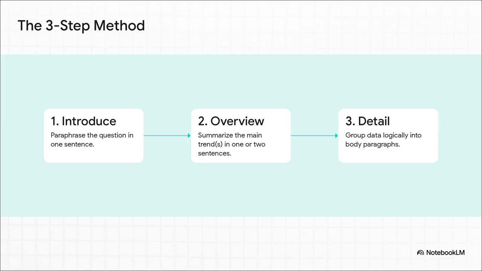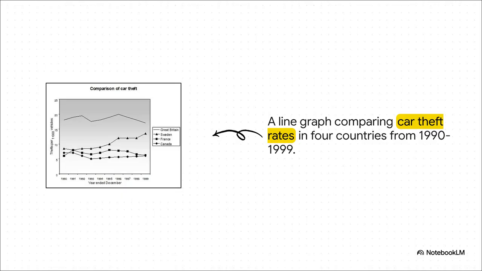First, you introduce the chart by rephrasing the prompt in your own words. Second, and listen up because this is where so many people lose easy points, you write a clear overview of the main trend. What's the big picture? And then you dive into the details, grouping similar info together. That overview is so important because it shows the examiner you can see the whole forest, not just a bunch of trees. Okay, let's actually put this into practice.